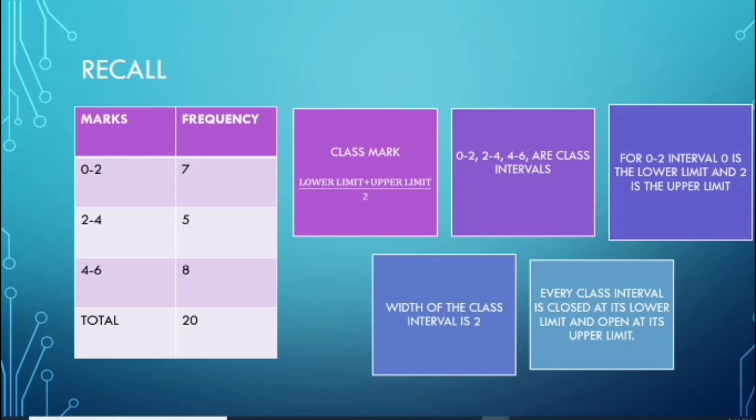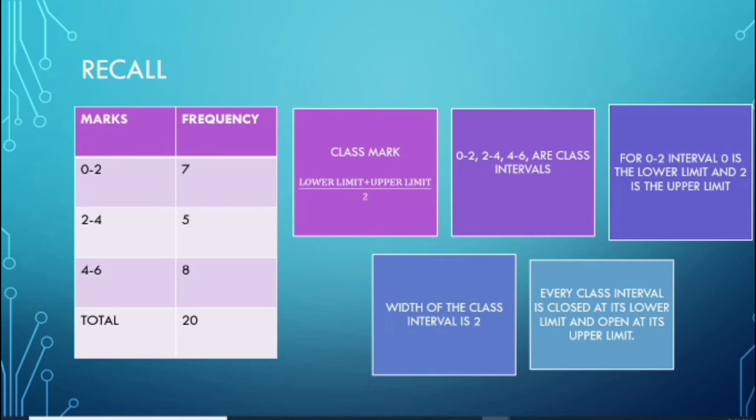You're not including the ones who have got 2 in your first row. Where do they go? They go to the second row. Number of students who have got marks from 2 strictly less than 4. So you'll get all those who have got 2 marks and 3 marks, and not the ones who have got 4 marks, because it's strictly less than 4.